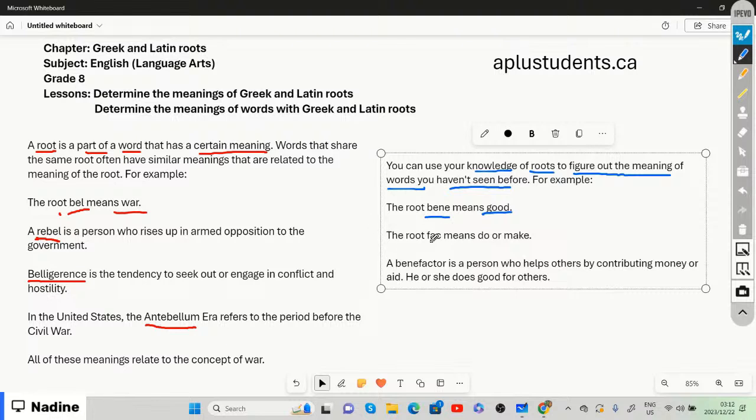Then we have the root fek, which means do or make. And if we put those two together, we get benefactor. It is a person who helps others by contributing money or aid.